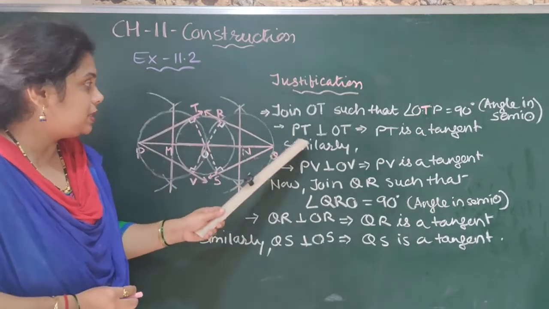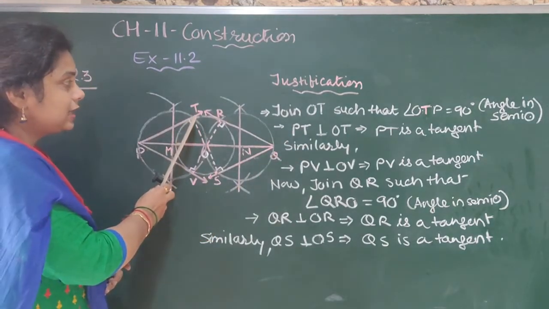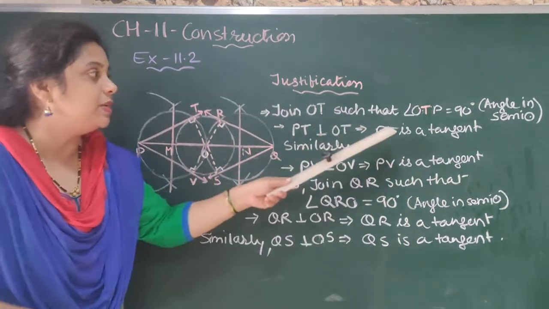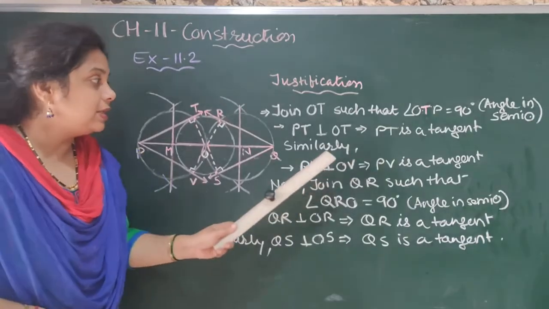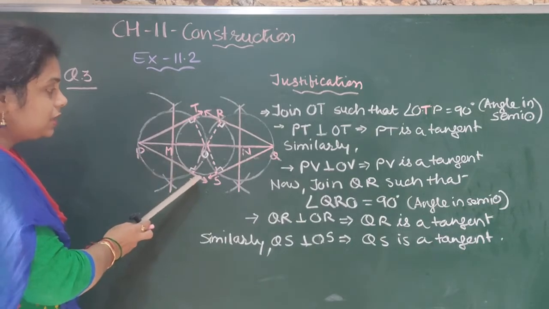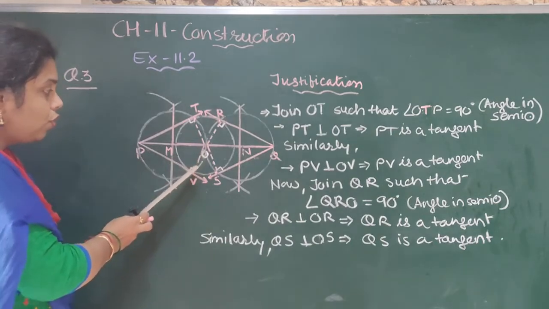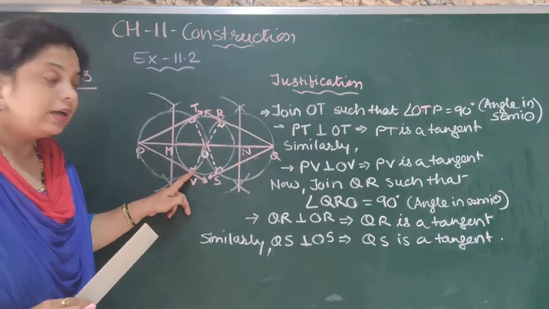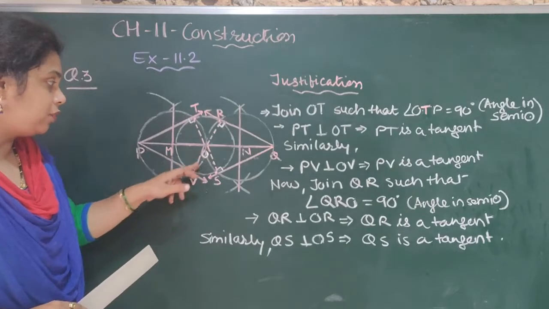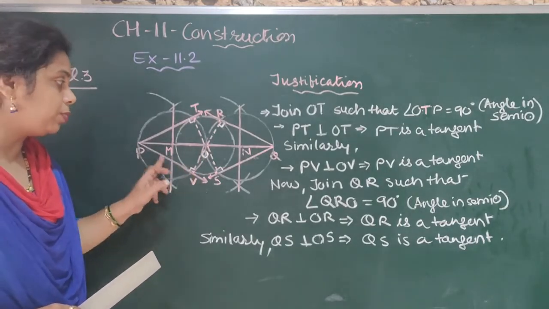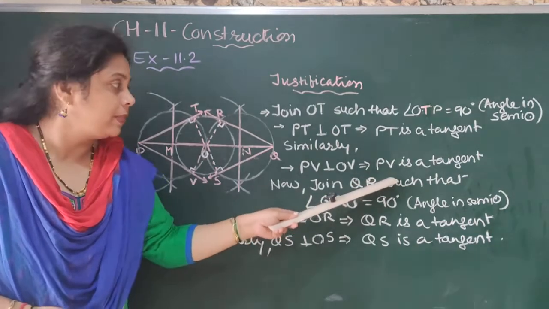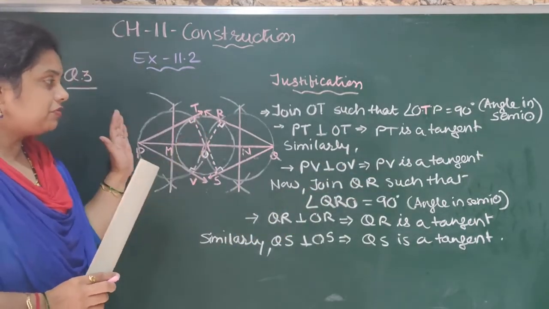Okay. Now PT, as it is 90 degrees, means PT is perpendicular to OT. If it is perpendicular, it means PT is a tangent. Similarly, join PV, and PV is perpendicular to OV, as angle OVP is 90 degrees again. Why 90 degrees? Because the angle is subtended in a semicircle, and therefore PV is perpendicular to OV and therefore PV is a tangent. Now the first half is completed.